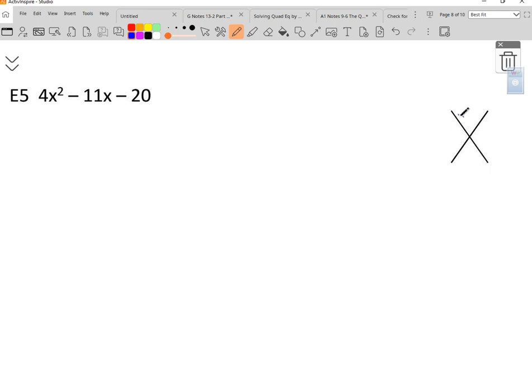Nope. So there's not a greatest common factor still out here, right? What's going to go on the top here, Patient? What's going to go on the top part of the x here? Good. 4 times negative 20, negative 80. What's going to go in the bottom one? Patient? It's the middle term, baby. Always the middle term. Negative 11.